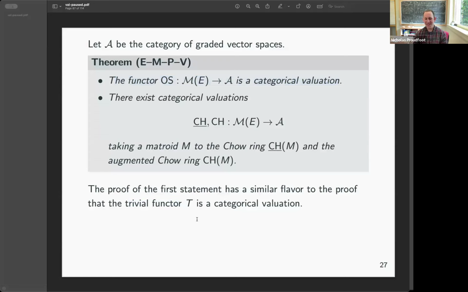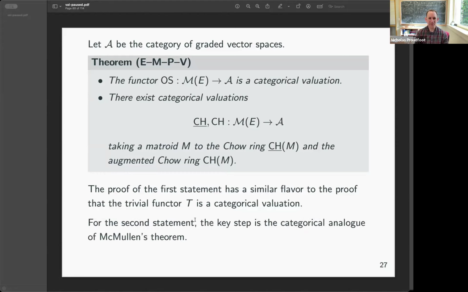So you pick out a piece of the Orlik-Solomon algebra, and then you get some complex and you show that that complex is computing the homology of something, and you show that the homology vanishes. So it has a similar topological flavor. I won't go through the details.